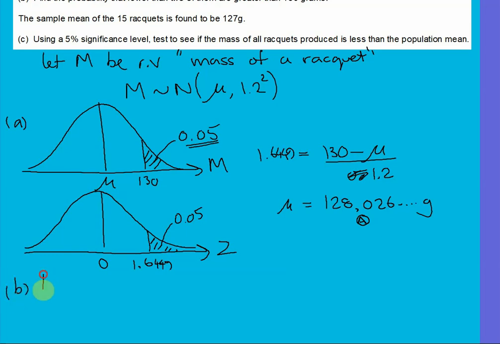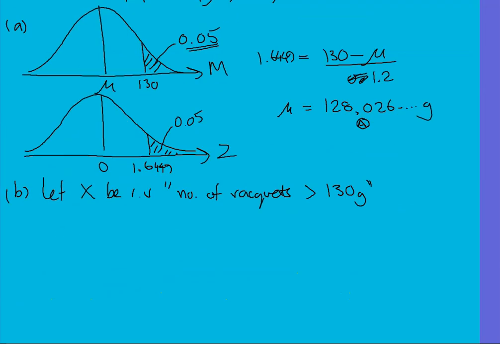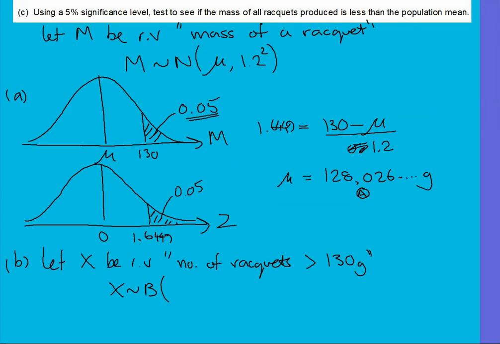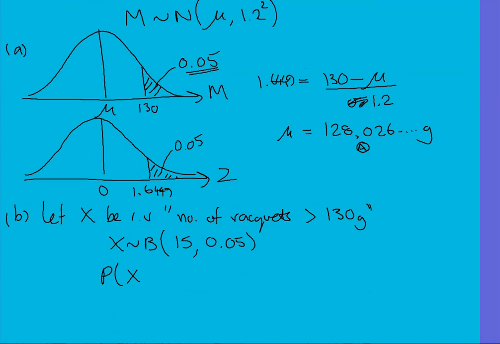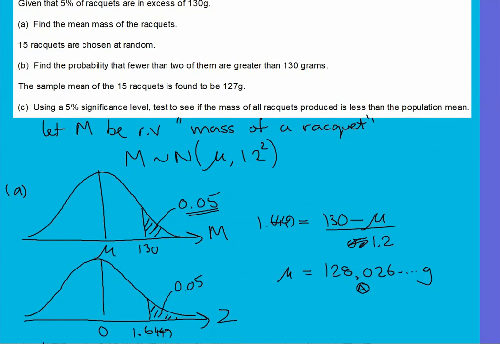So we've got to change the variable. So let's let x be the random variable. We're going to say number of rackets greater than 130 grams. Okay, so x is distributed binomially this time, and we have a sample size of, what did they say, 15, and a probability of 0.05. And the question is, what is the probability that fewer than 2?